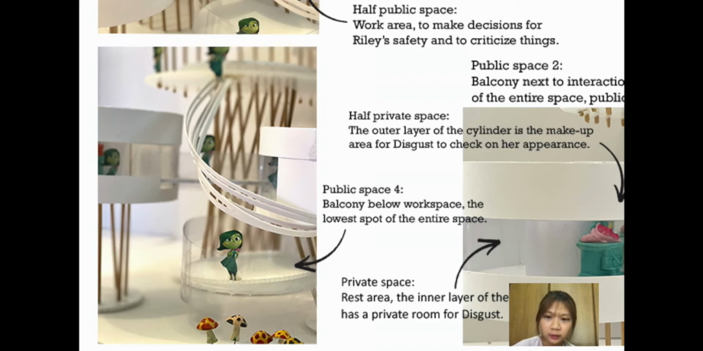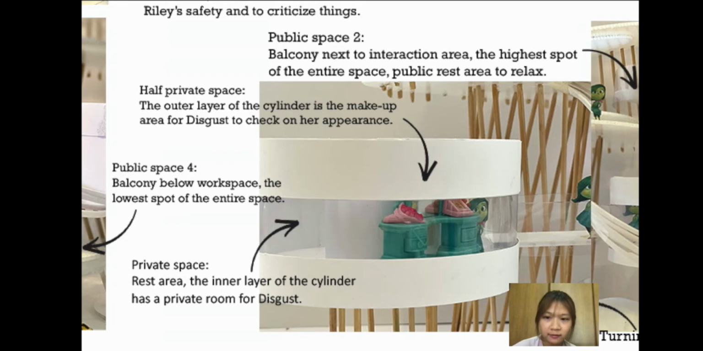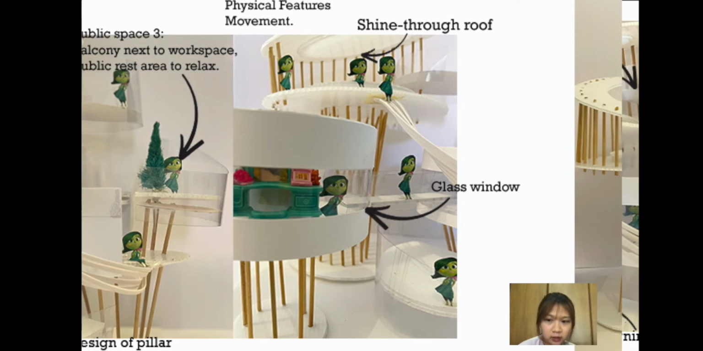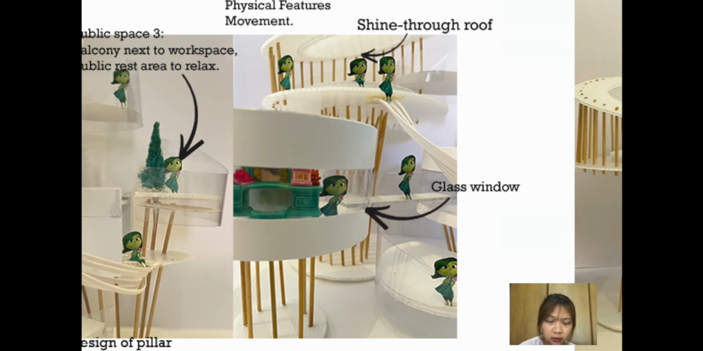And then we have our half private space, which is the outer layer of the cylinder. It is also the makeup area for Disgust to check on her appearance. The innermost layer is the private area for her to rest. And then there goes our glass window, and this is a shine-through roof. It is a half transparent kind of material which allows the sunshine to penetrate through.